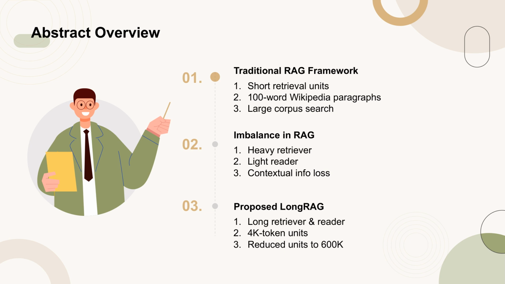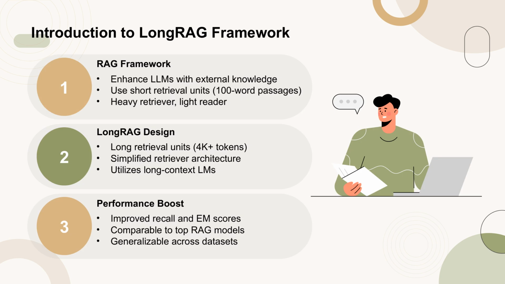each unit. The Retrieval-Augmented Generation (RAG) framework has been used to enhance large language models by incorporating external knowledge. Traditionally, this framework uses short retrieval units, such as 100-word passages, which require the retriever to skim through a large corpus. This design places significant pressure on the retriever, necessitating the recall of many units and additional re-ranking.